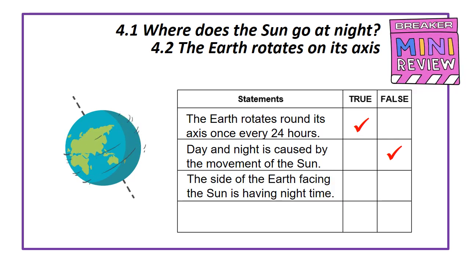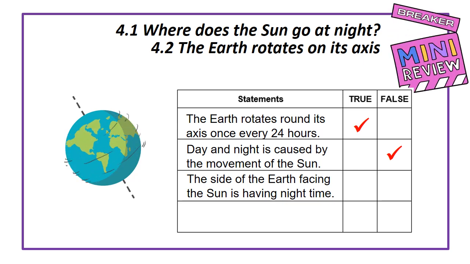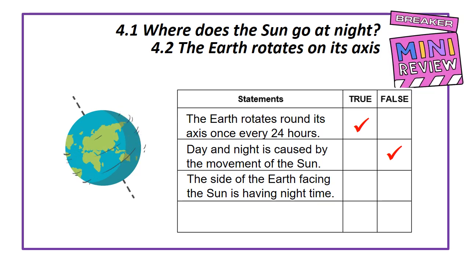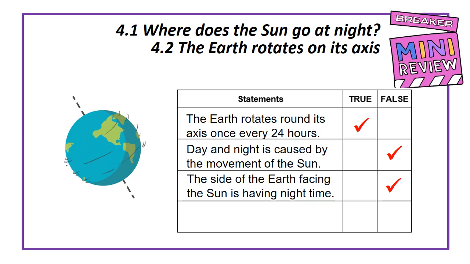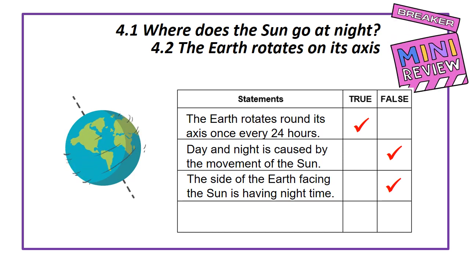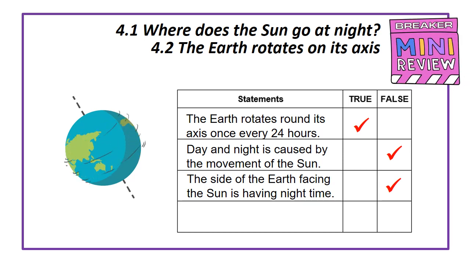Next, the side of the Earth facing the sun is having nighttime. Is it true or false? The answer? False. Because it is not having nighttime, but rather daytime.